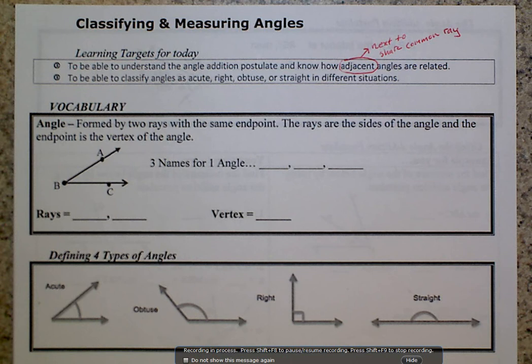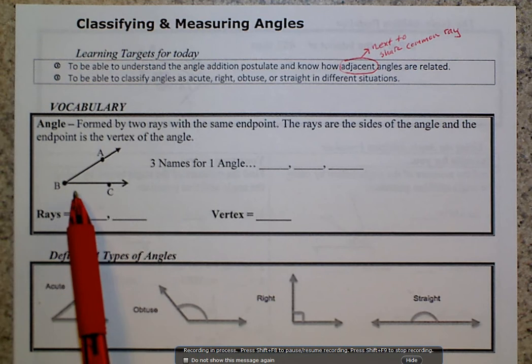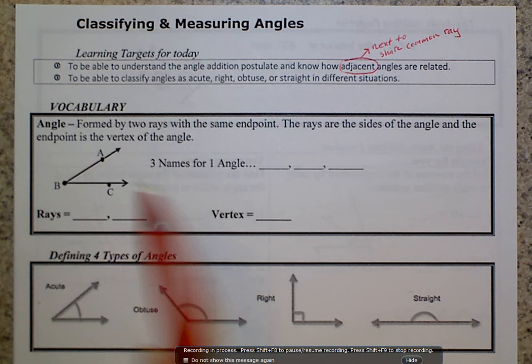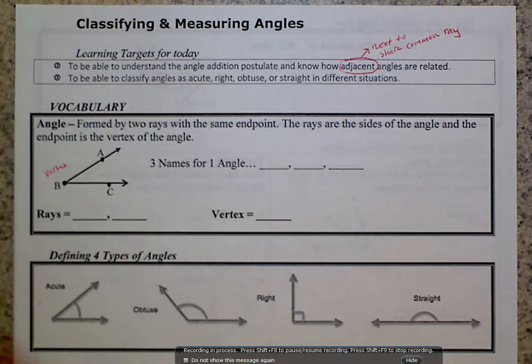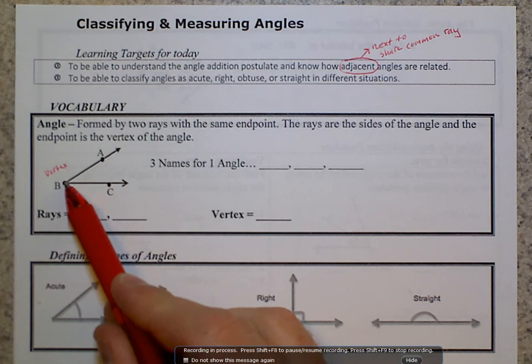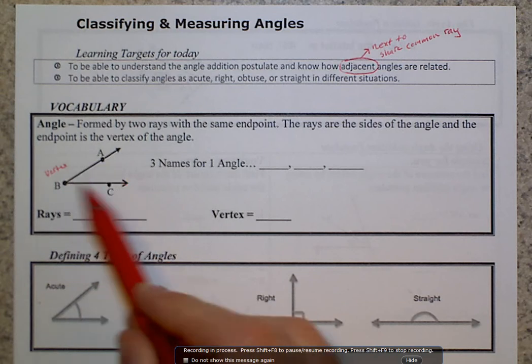All right, first thing, angle. Here's the definition. An angle is formed by two rays with the same endpoint, and the rays are the sides of the angle, and the endpoint is what we call the vertex. So in terms of visuals, you can see this angle right here, and this angle has a vertex of B. So B would be your vertex. The two rays would be BA and BC.